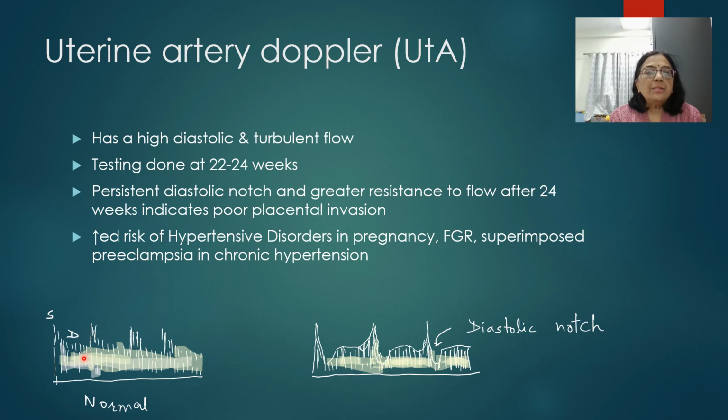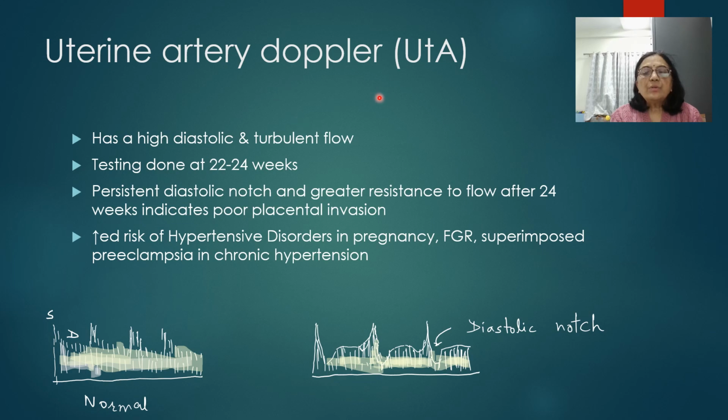As you can see here, it has a high diastolic flow and a turbulent diastolic flow. As compared to the other vessels, the height of diastole is more here, as you can appreciate. So in the uterine artery, during diastole also, the blood flowing through the uterine vessel during pregnancy is significant. Testing of uterine artery Doppler is usually done at 22 to 24 weeks.